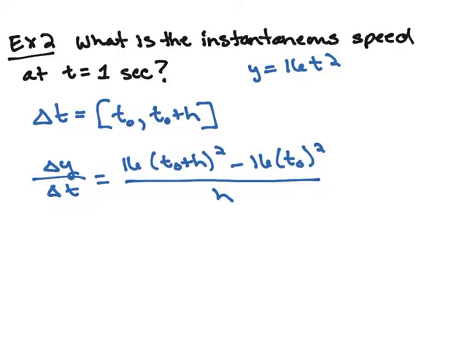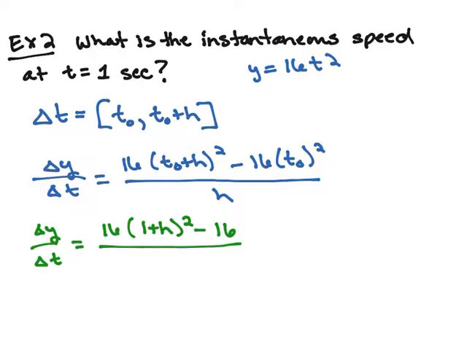Okay, now, we're letting our t naught be 1. That's the time that we're interested in. So I'm going to replace those t naughts by 1. This will become 16 times 1 plus h squared minus 16 times 1 squared, which would just be 16, all over h. All right, well, I've got to multiply this out. What you're going to find is that stuff is going to simplify once I clean this up.